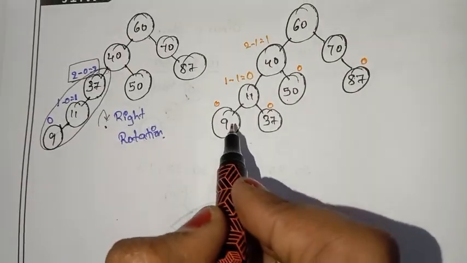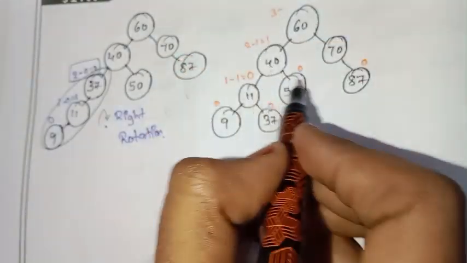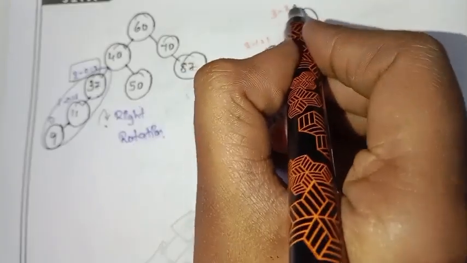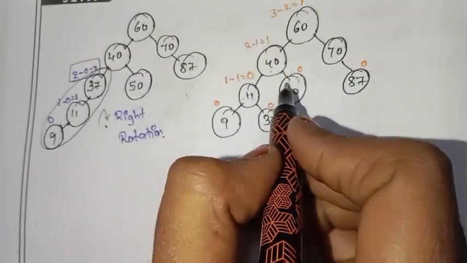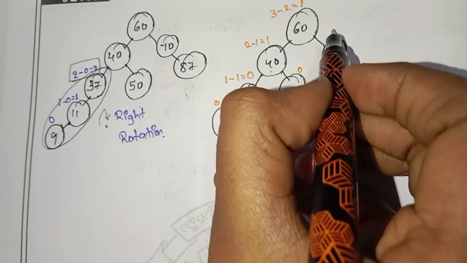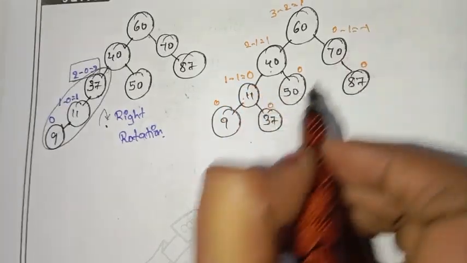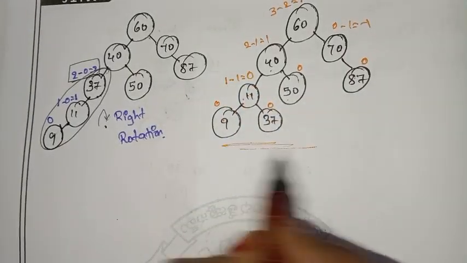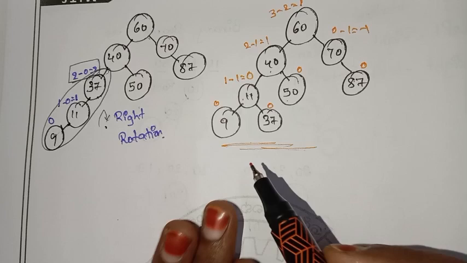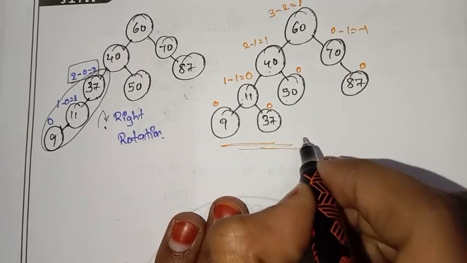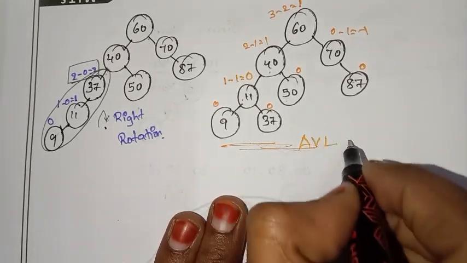For 60, 1, 2, 3. 3 left subtrees are there, only 2 right subtrees. So what will happen? 1 will come. So now for this 70, 0 minus 1, it is minus 1. So this is our height balanced binary search tree. So for this we will call it as an AVL tree.